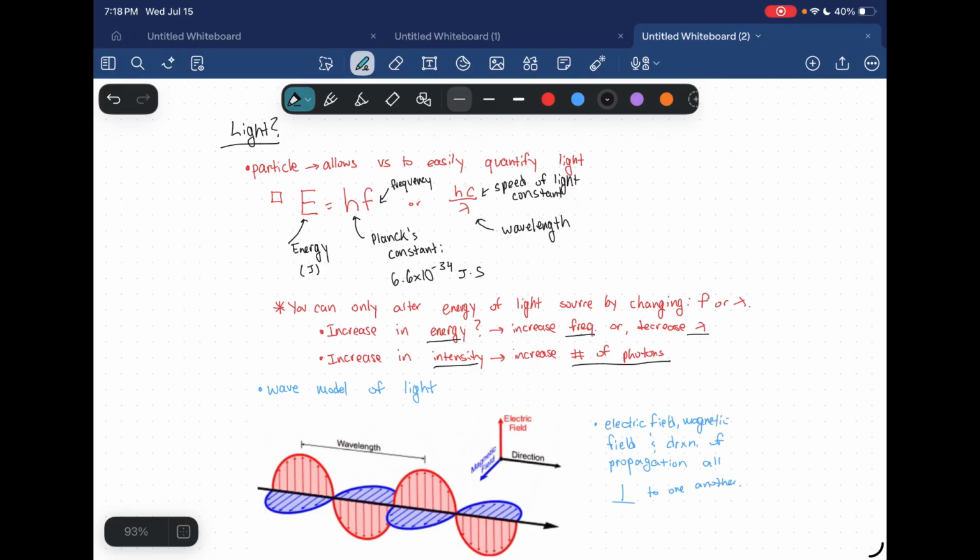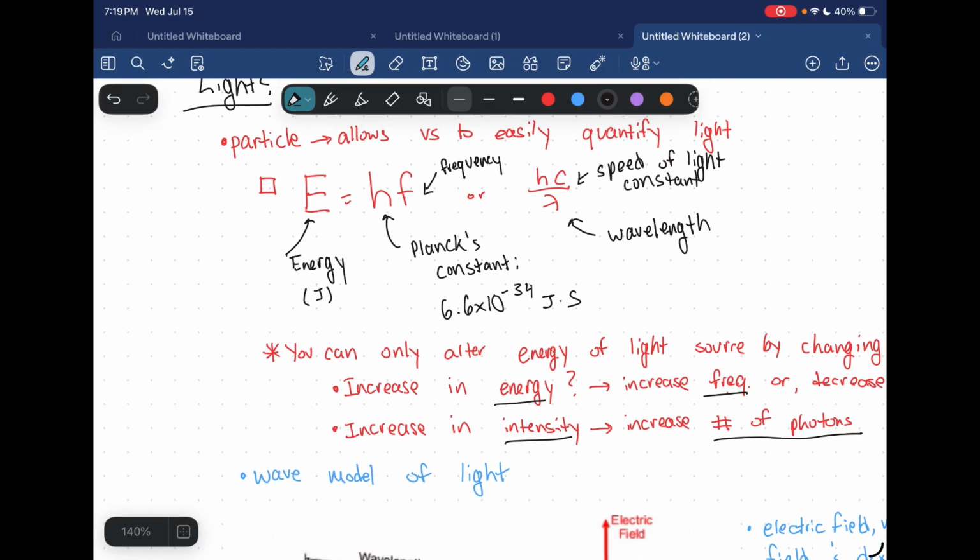Each photon carries a specific amount of energy, which we can calculate using the equation E equals hf, where E is the energy of an individual photon, h is Planck's constant, and f is the frequency of light. The key takeaway for the MCAT is that photon energy depends only on frequency. A higher frequency photon carries more energy, while a lower frequency photon carries less energy. And since wavelength and frequency are inversely related through the equation c equals f times lambda, we could also say that shorter wavelengths correspond to higher energy photons.